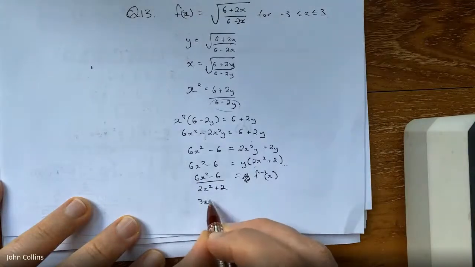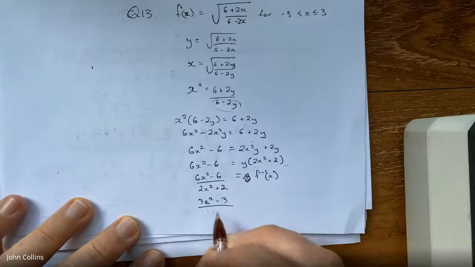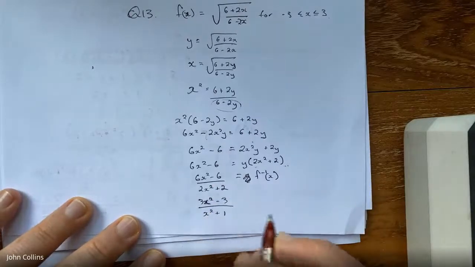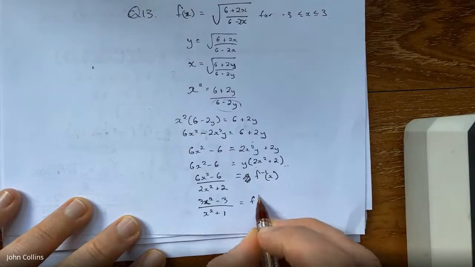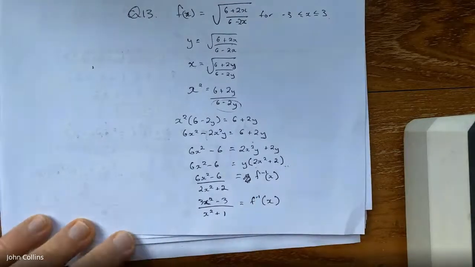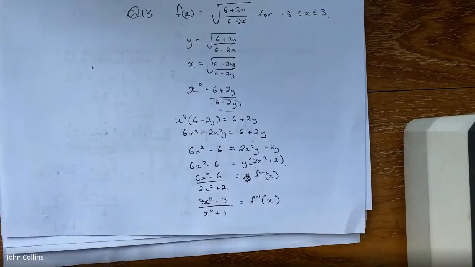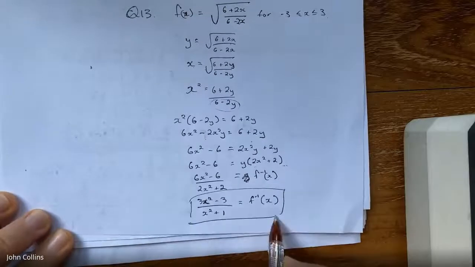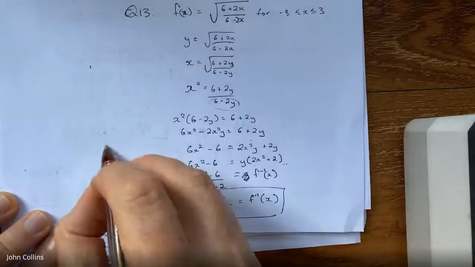So that's 3. If I divide everything by 2, I can make it tidier, but this is fine as well. X squared plus 1, just make it a little bit tidier. It'll help me when I'm getting my domain and range. Okay, so up here, I've done the inverse. That's it done. But I need to do the domain and range of this.